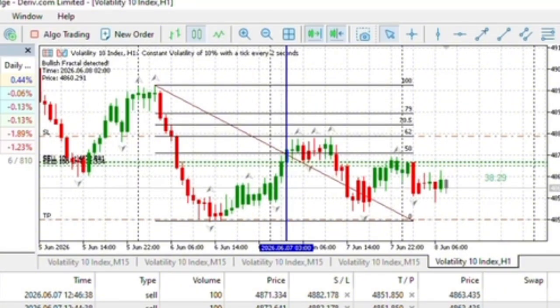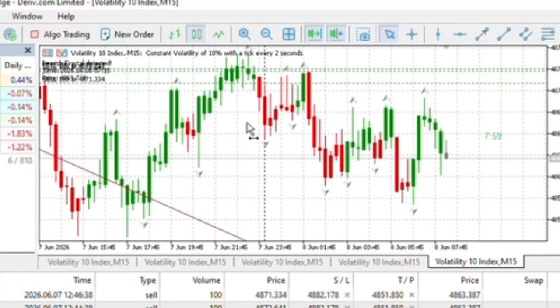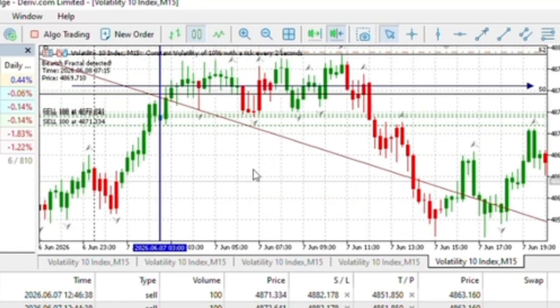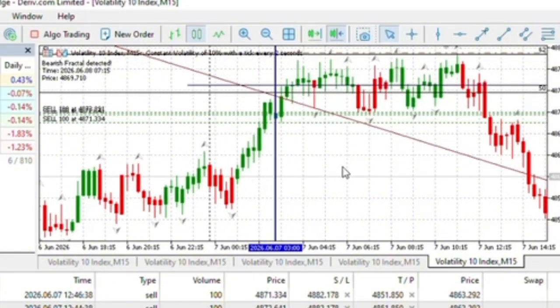Then I went to my 15 minutes. I went to the 15 minutes. So I marked out this high also. Actually, the close, not the high, because the high will be the week. I'm using the close. All right. I went to the 15 minutes. That was where I determined if I could enter for a short or not.